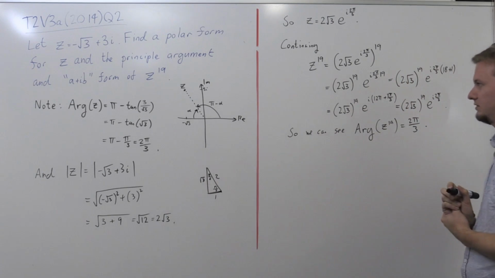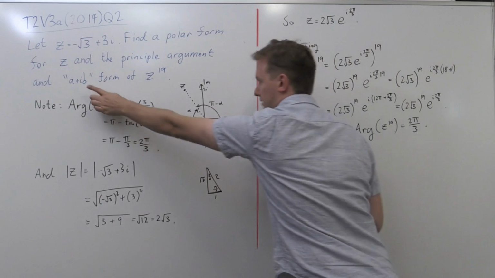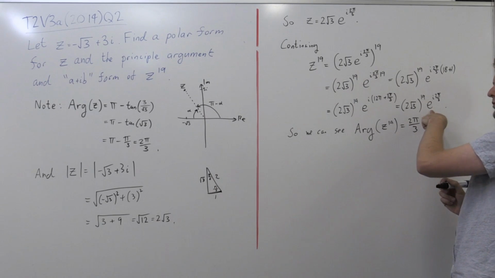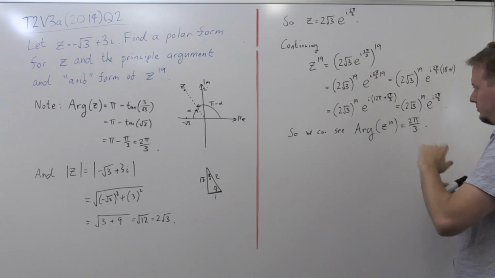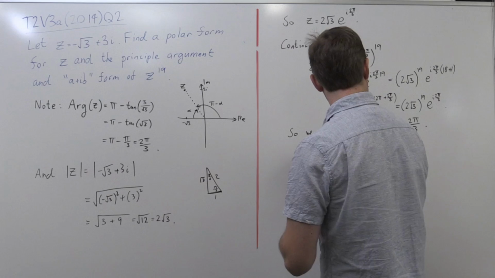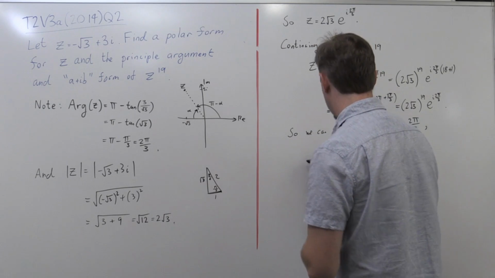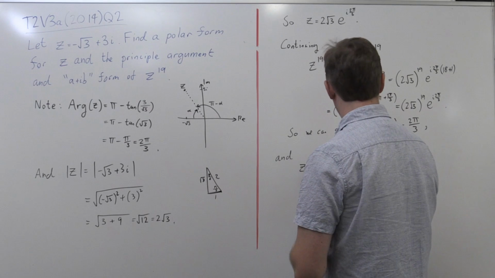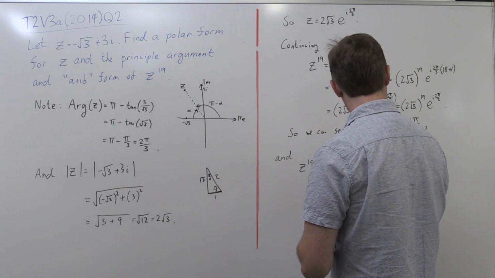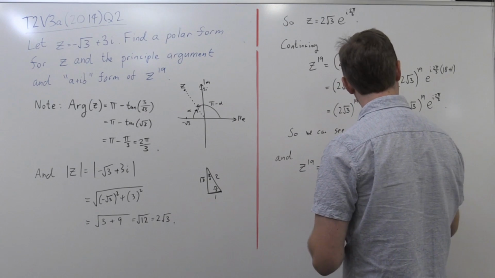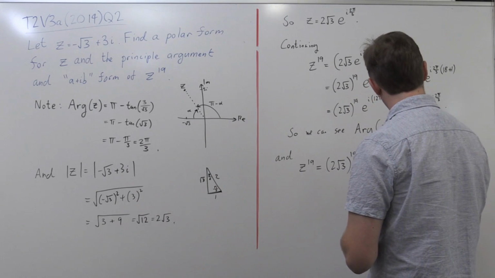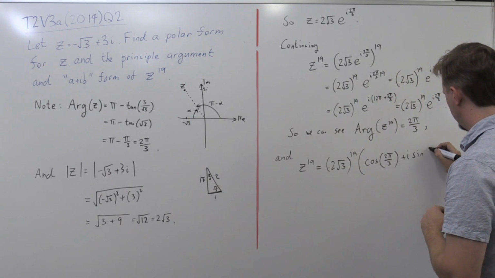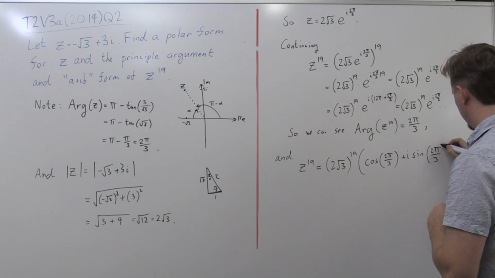Alright, that's one part of the question. Final part, I need the Cartesian, the a plus ib form. And I'm going to use Euler's identity, so how to rewrite a complex exponential in terms of cosines and sines. So we have that, maybe a comma. And what do we also have? Just z to the 19 is going to be equal to 2 root 3 to the 19, the cosine of 2 pi over 3 plus i sine 2 pi over 3.